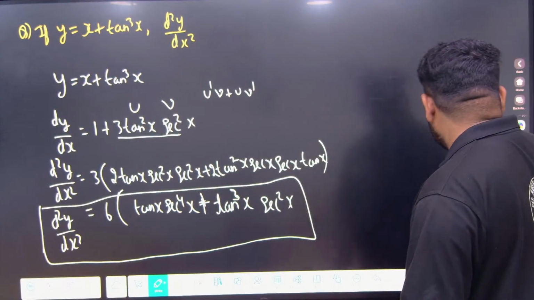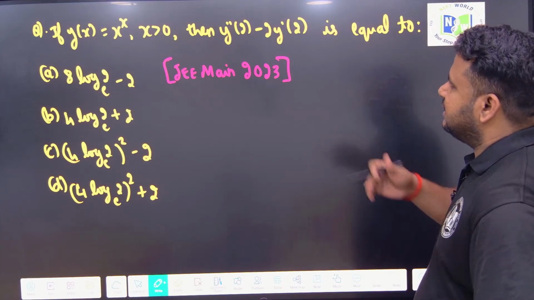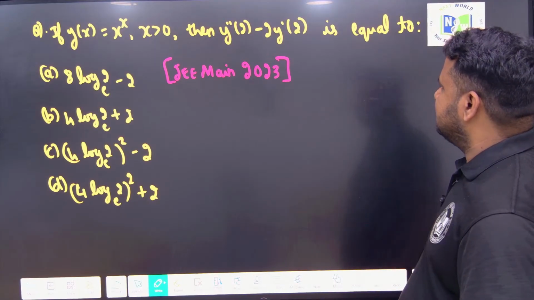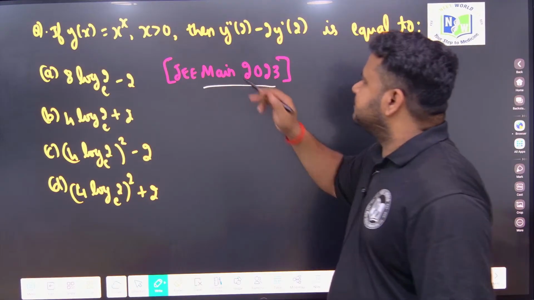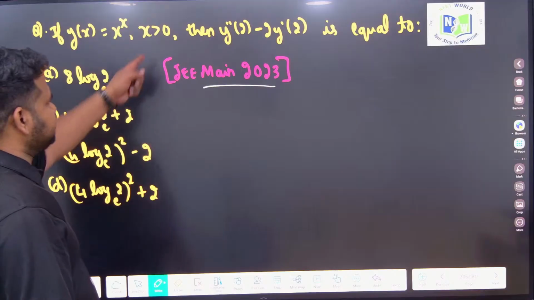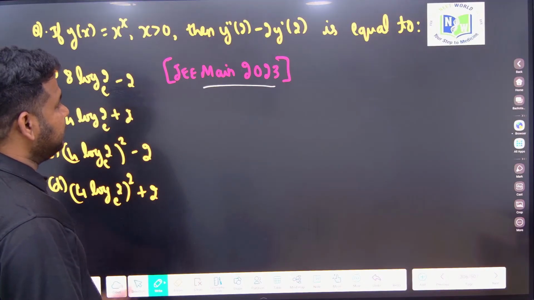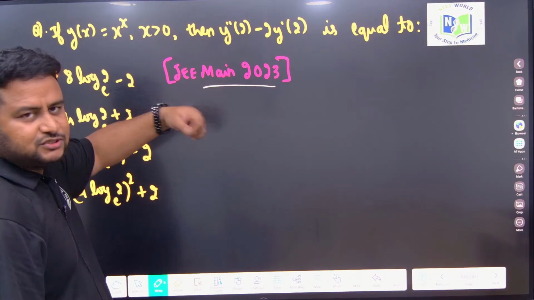Now let us see one question. Just by the knowledge of a bridge course, let us see a question from JEE Mains 2023. Let us try to solve this question. They were given y of x equal to x power x, where x is positive. Then y double dash of 2 minus 2 times y dash of 2 is equal to what? Y double dash means you should differentiate twice, y dash means you should differentiate once.